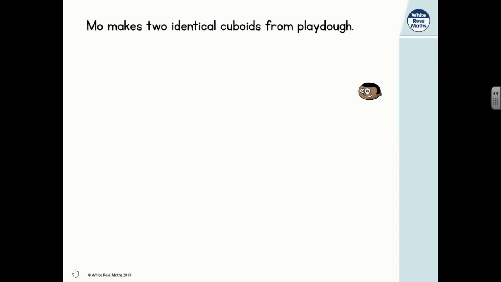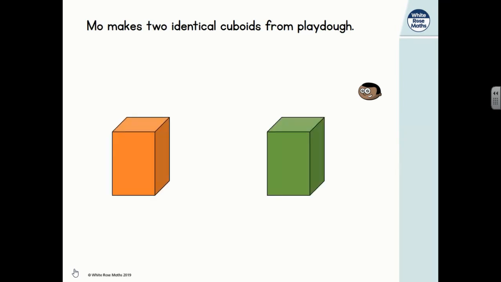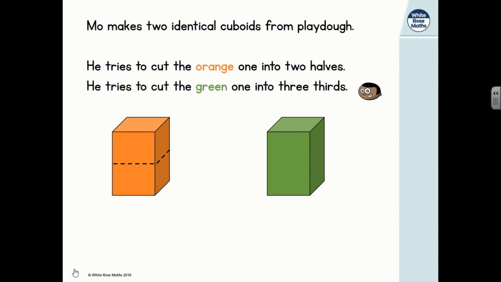Mo hasn't though. Mo has made 1 orange cuboid and 1 green cuboid. Mo is going to cut his orange cuboid into 2 equal halves. And he's going to cut his green cuboid into 3 thirds. Has he been successful? What do you think?